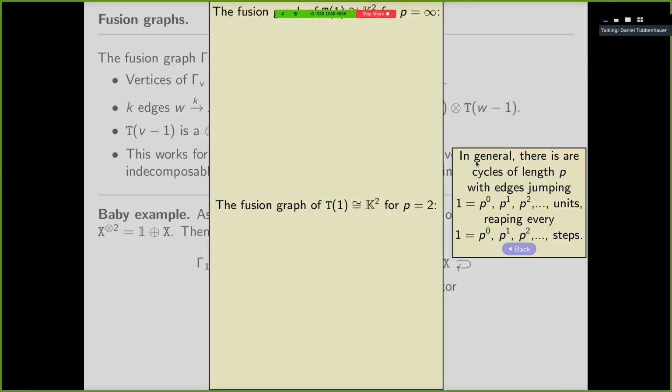Okay, so this is the story for the fusion graph. The fusion graph is this funny fractal-like circle with longer and longer edges, and they always jump 1 unit, p units, p squared units, p cubed units, and they repeat in the same frame after one step, after p steps, after p squared steps, and so on. So it's a pattern inside of a pattern. That's why I call it a fractal. It's actually a fractal graph in the sense of graph theory. People in graph theory have looked at fractal graphs.